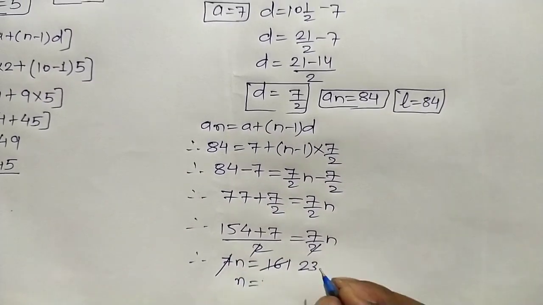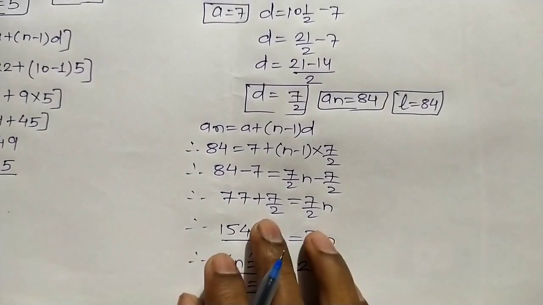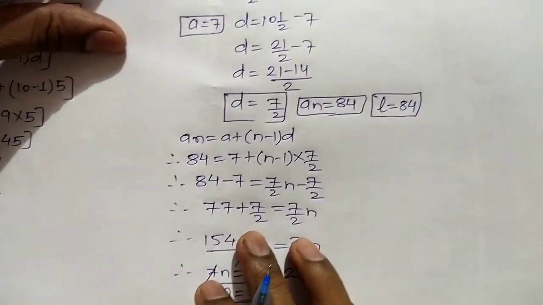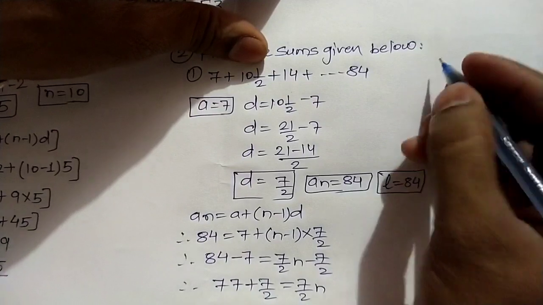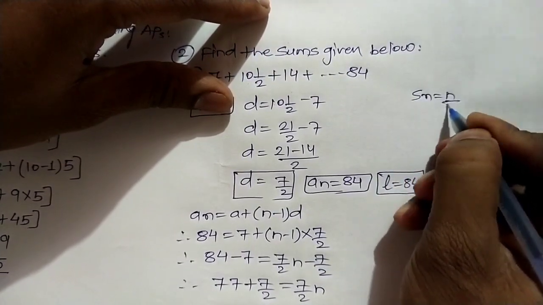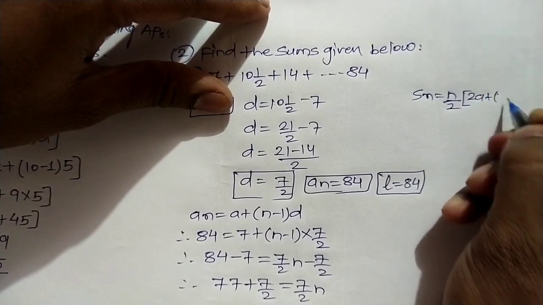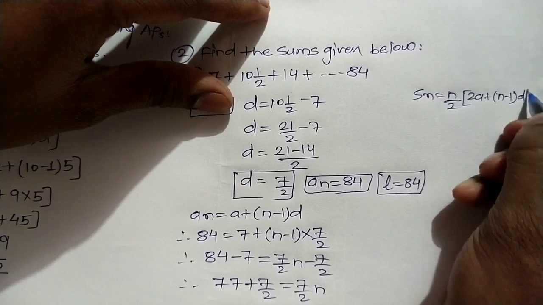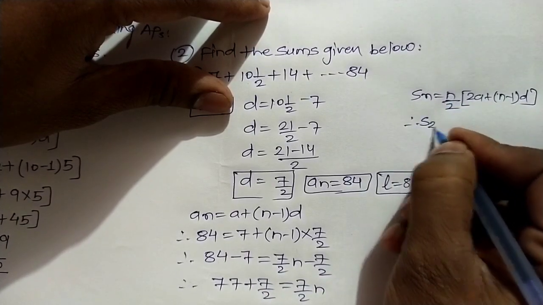Value of n, we get n equal to 23. Okay students, now we apply the formula of summation. What is the formula of Sn? So here we write the formula of Sn equal to n by 2 in the bracket 2a plus n minus 1 into d. Okay students, now substituting the value of n equal to 23.